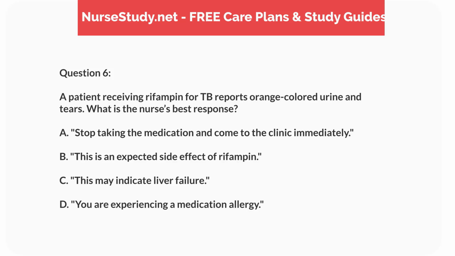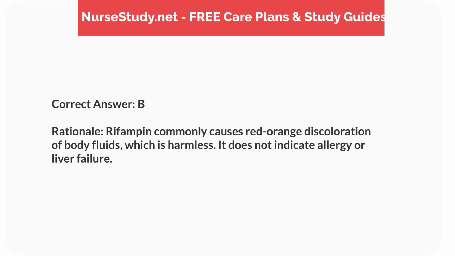A. Stop taking the medication and come to the clinic immediately. B. This is an expected side effect of rifampin. C. This may indicate liver failure. D. You are experiencing a medication allergy. Correct answer, B. Rationale: rifampin commonly causes red-orange discoloration of body fluids, which is harmless. It does not indicate allergy or liver failure.